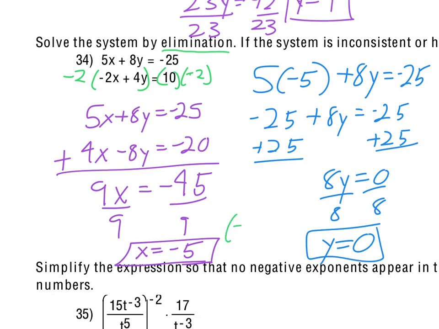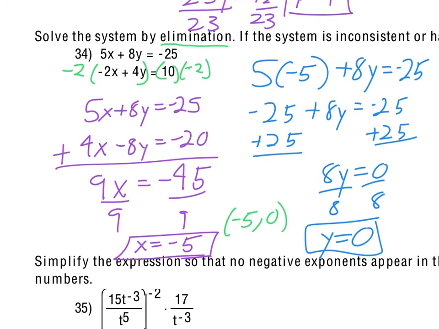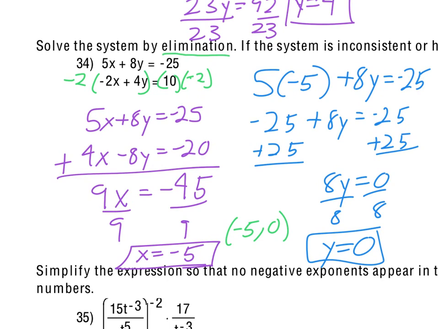Again, this may be written as an ordered pair for a multiple choice option, negative 5, 0, and pretty simple to double check and make sure that works out, especially with the 0 in there. So certainly worth your time to do that. And that is actually where we're going to stop.